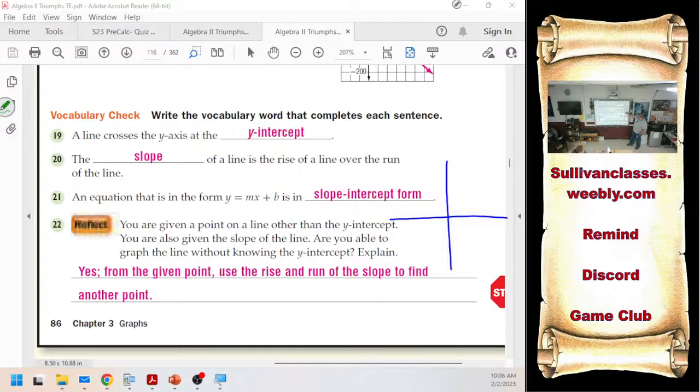They're asking, what if I gave you the slope like 2/3 and I gave you a point besides the y-intercept? What if I gave you this point? Could you still make the graph? Can't you still count 2, 3, 2, 3, 2, 3 from there? You saw that last year. It was called point-slope form. This guy look familiar?